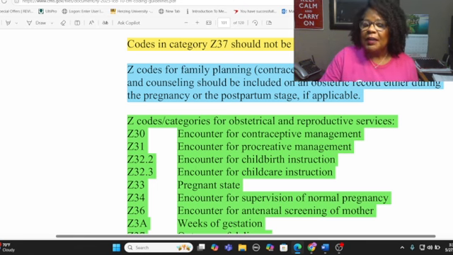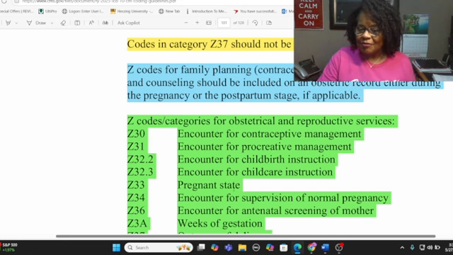On Z32.2, Encounter for Childbirth Instructions, and Z32.3, Encounter for Child Care Instructions. And then Z33 is just pregnant state.